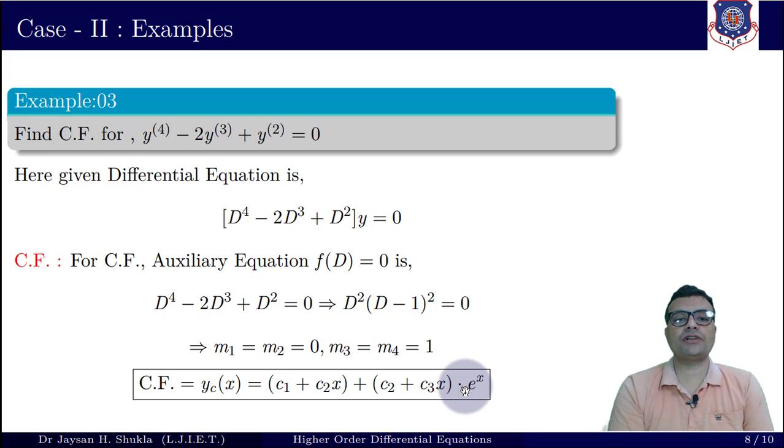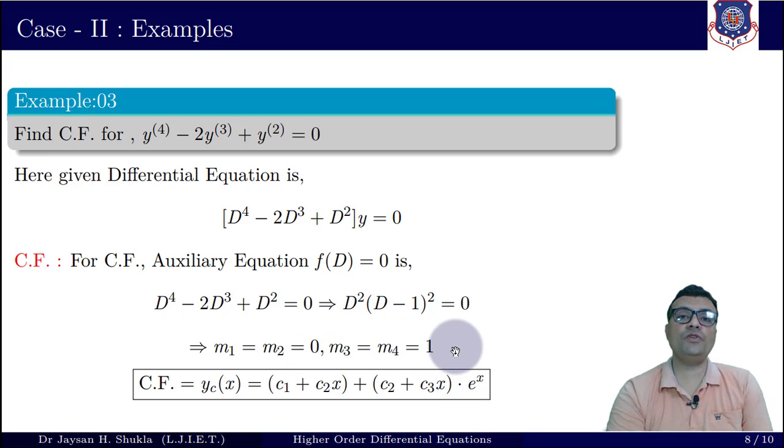Let us consider one more example. Suppose I have this equation y raised to 4 minus 2y cubed plus y squared equals 0, which converts to (D raised to 4 minus 2D cubed plus D squared) y equals 0 in operator form. And then if you take the auxiliary equation f of D equals 0, the factorization will give D squared into (D minus 1) whole squared equals 0. That finally gives you 2 roots equal to 0 and 2 roots equal to 1.